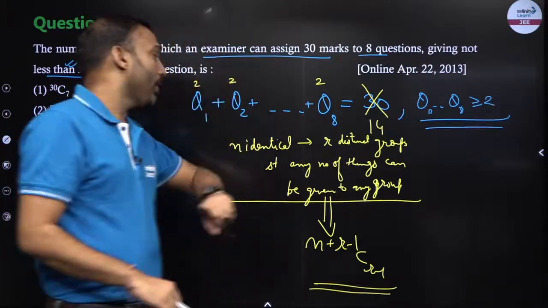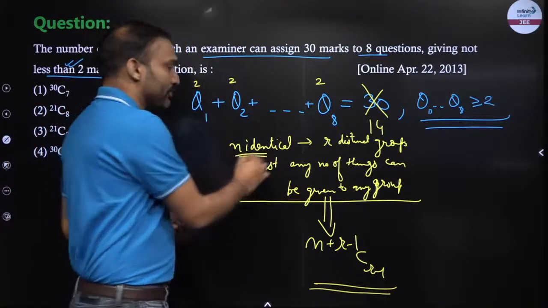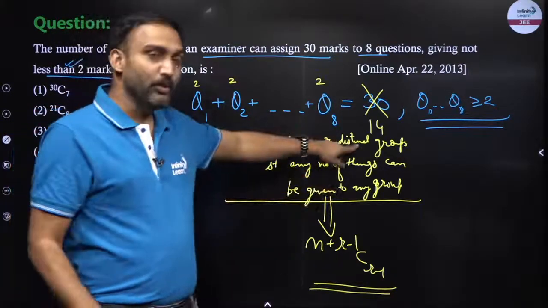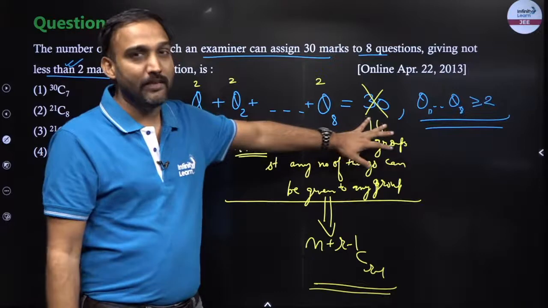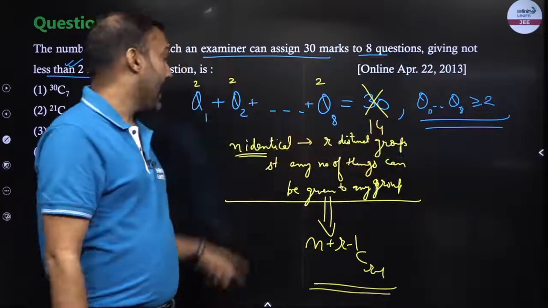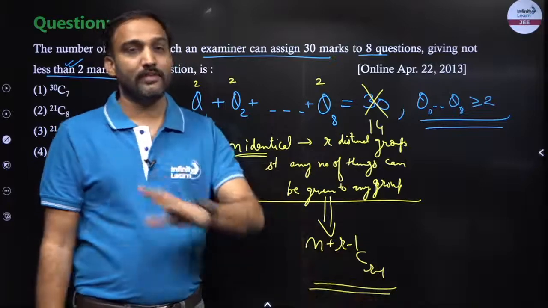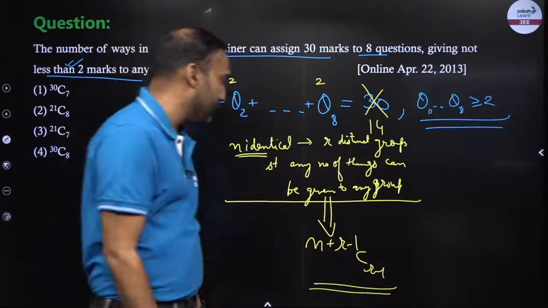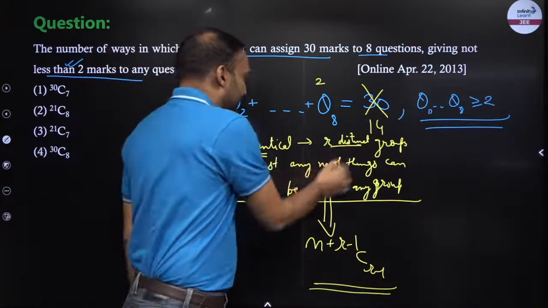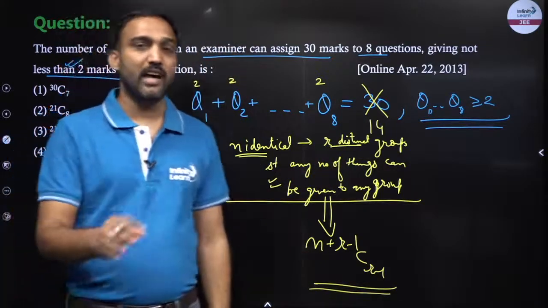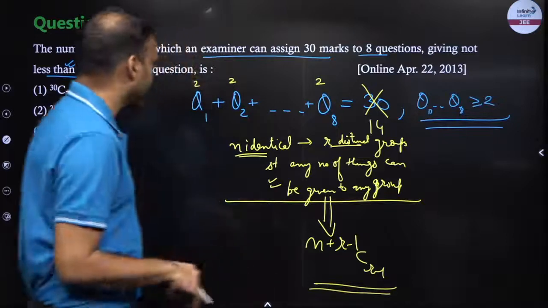So what you need to observe is, things need to be identical. You should have identical things only. The groups in which you are distributing need to be distinct. And this condition should be there such that any number of things can be given to any group or the people. If these 3 conditions are there, you can say the total number of distribution ways would be n plus r minus 1 C r minus 1.